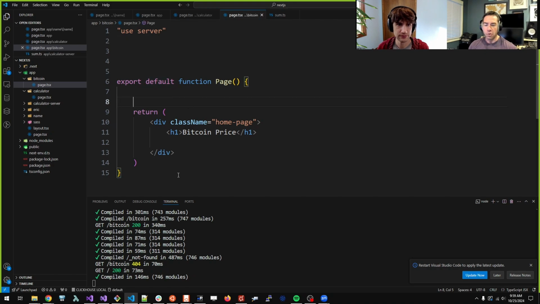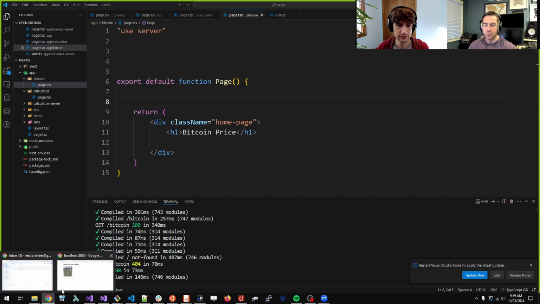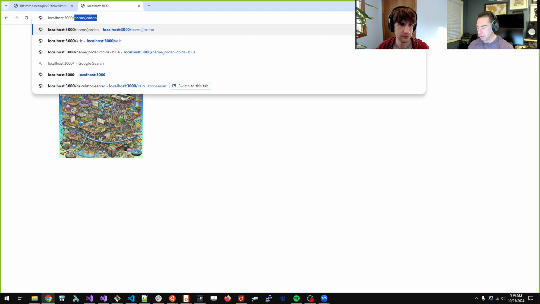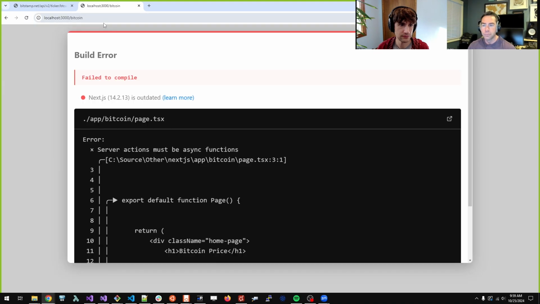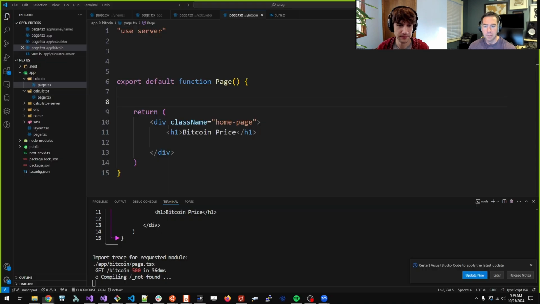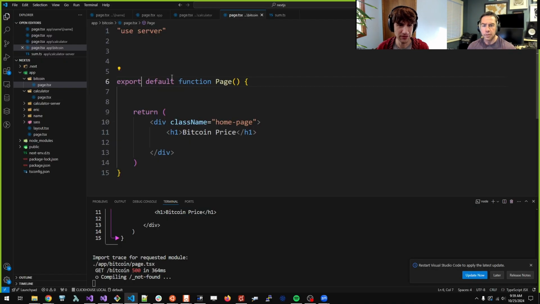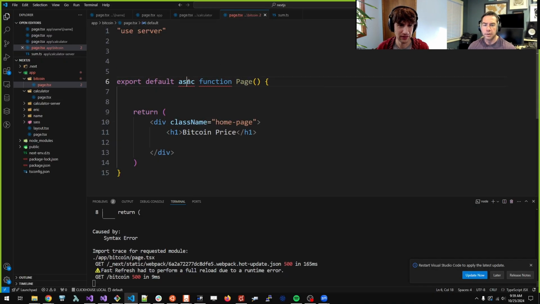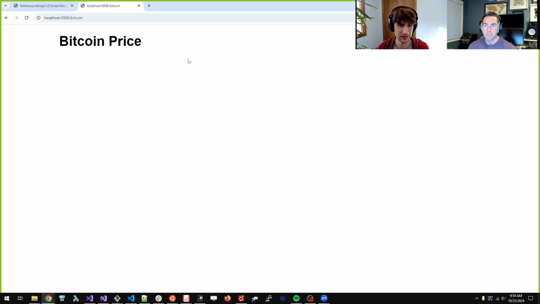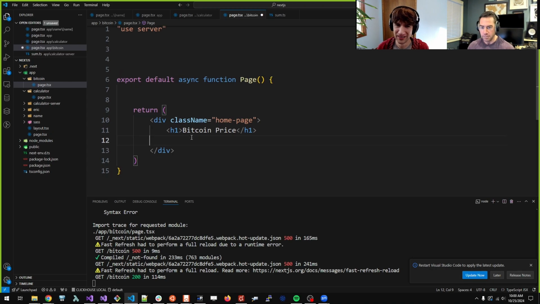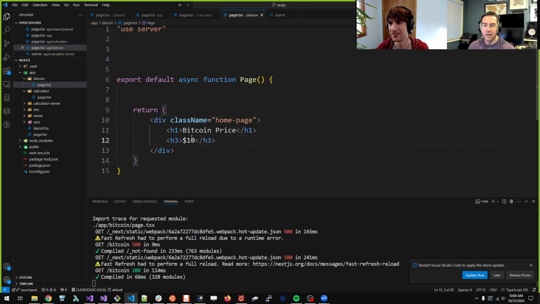Okay, so we've got the Bitcoin price page, let's make sure that works. If I go here and go to Bitcoin, we have a build error because server actions must be, okay, must be what? Async functions? Oh, do they have to be? Okay, it's just async function, I guess. Then does it work? Bitcoin. I did not know that actually. I didn't either, and so I switched to async because I like it better. I didn't know you had to.